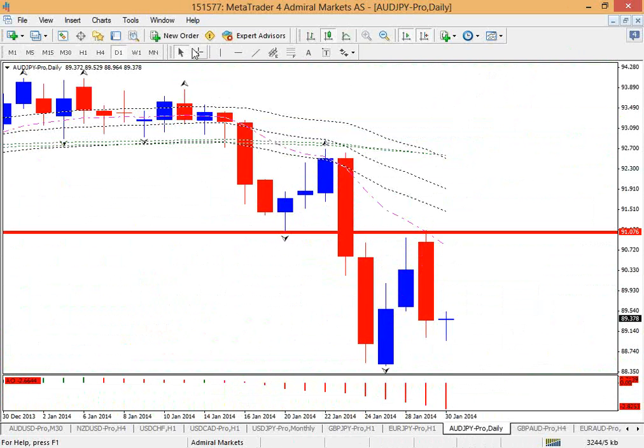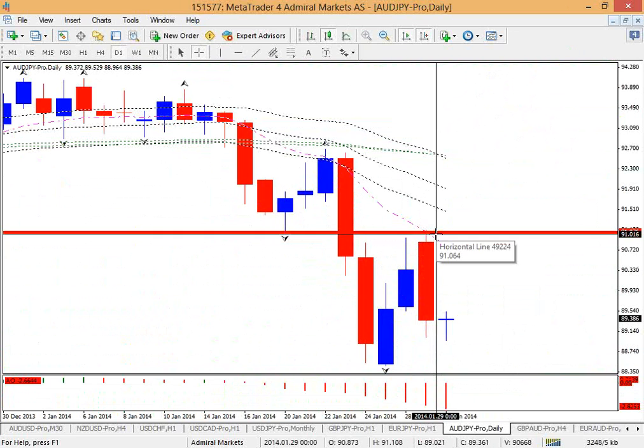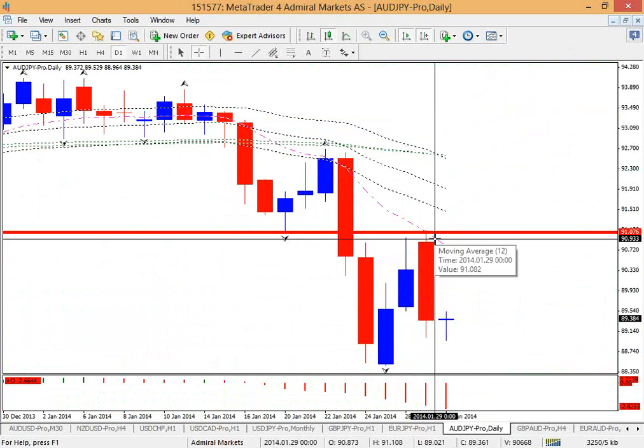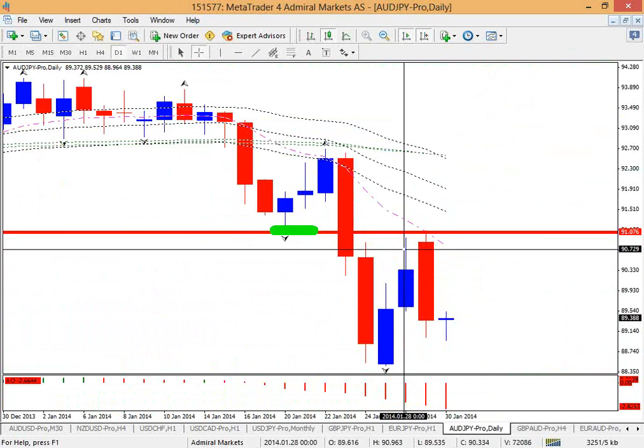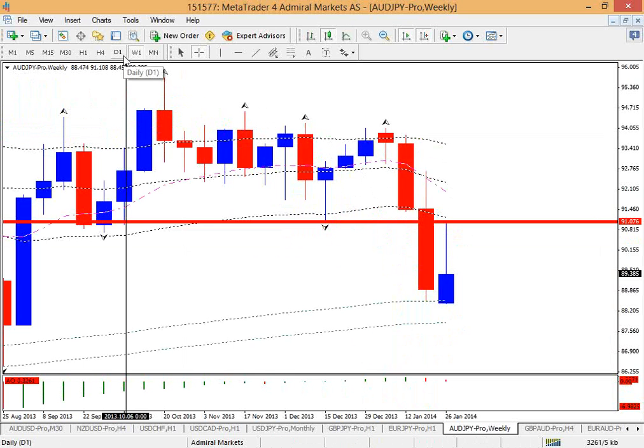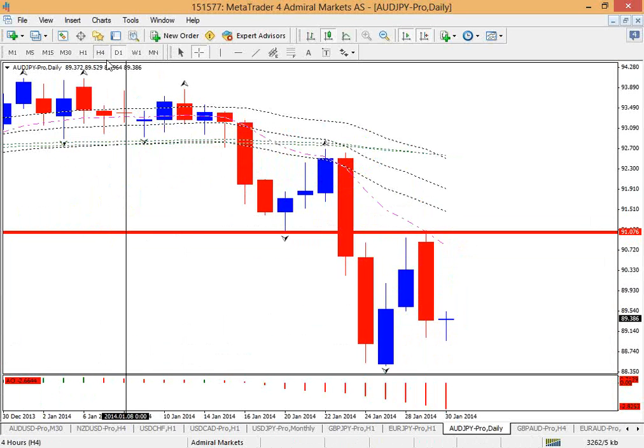Next week. AUD yen, looking for the downside here off of that level, 91. That's exactly what happened. Moved down about 200 pips after hitting 91. So anyone who took a short there is smiling, a big smile at the moment. That was a great downside.